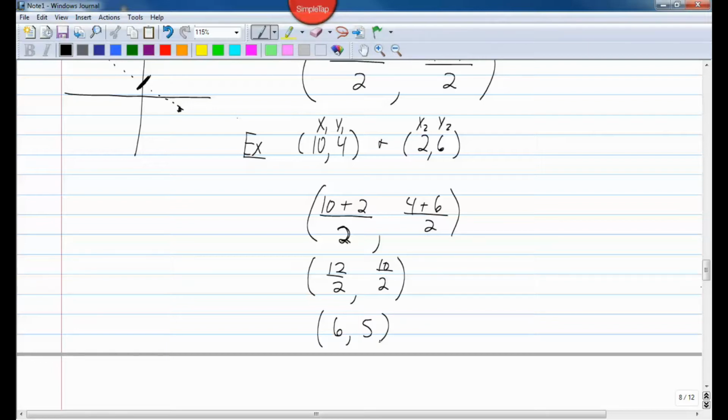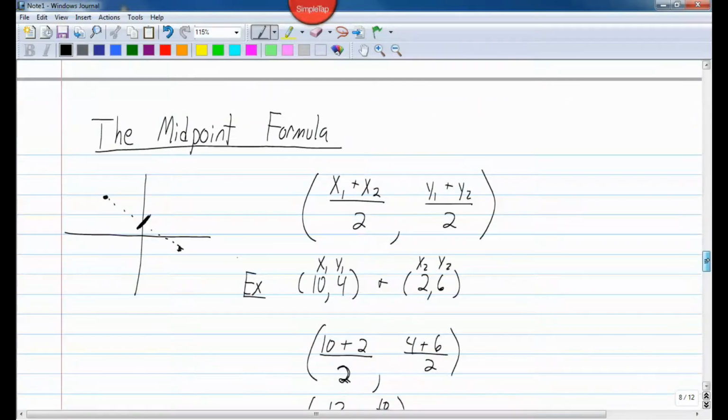So if we were to take and graph (10, 4) and graph (2, 6), and then take and graph our answer of (6, 5), that will be the middle point between those 2 points. So that's what the midpoint formula actually gives you, a point on the graph that is between 2 points, exactly at the midway point. That's called the midpoint formula.